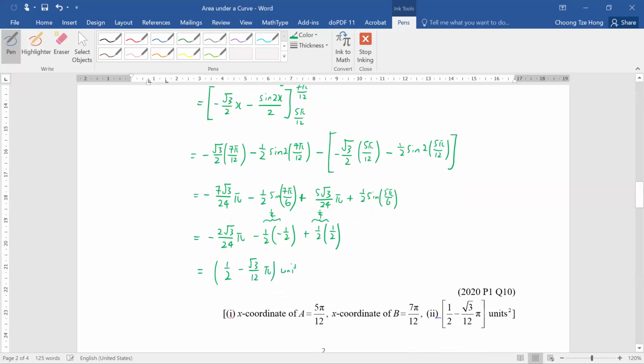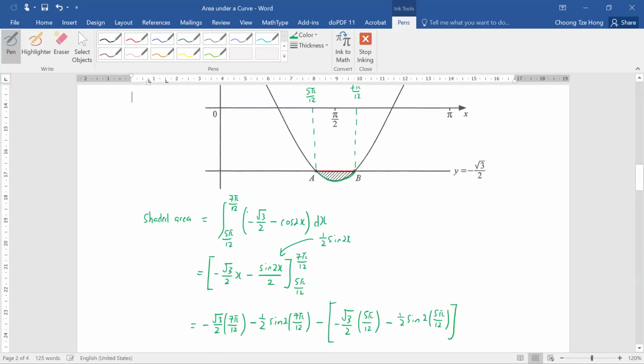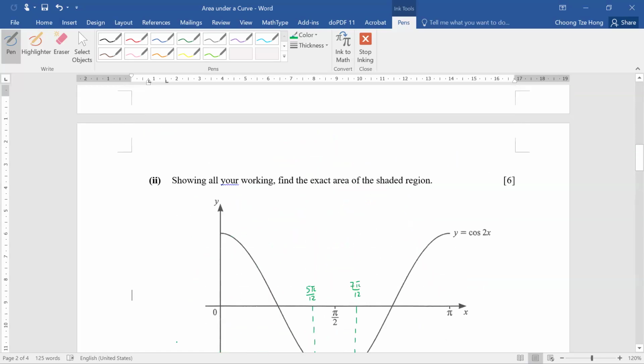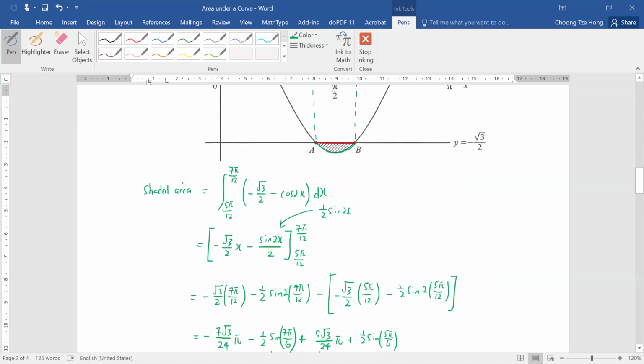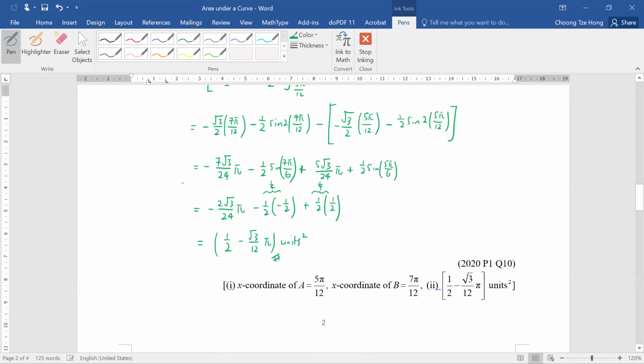Unit square. If you look at the question, they want the exact area. Exact area means you do not need to compute this out and leave your answer in 3 decimal places. So you can leave your answer just like this.